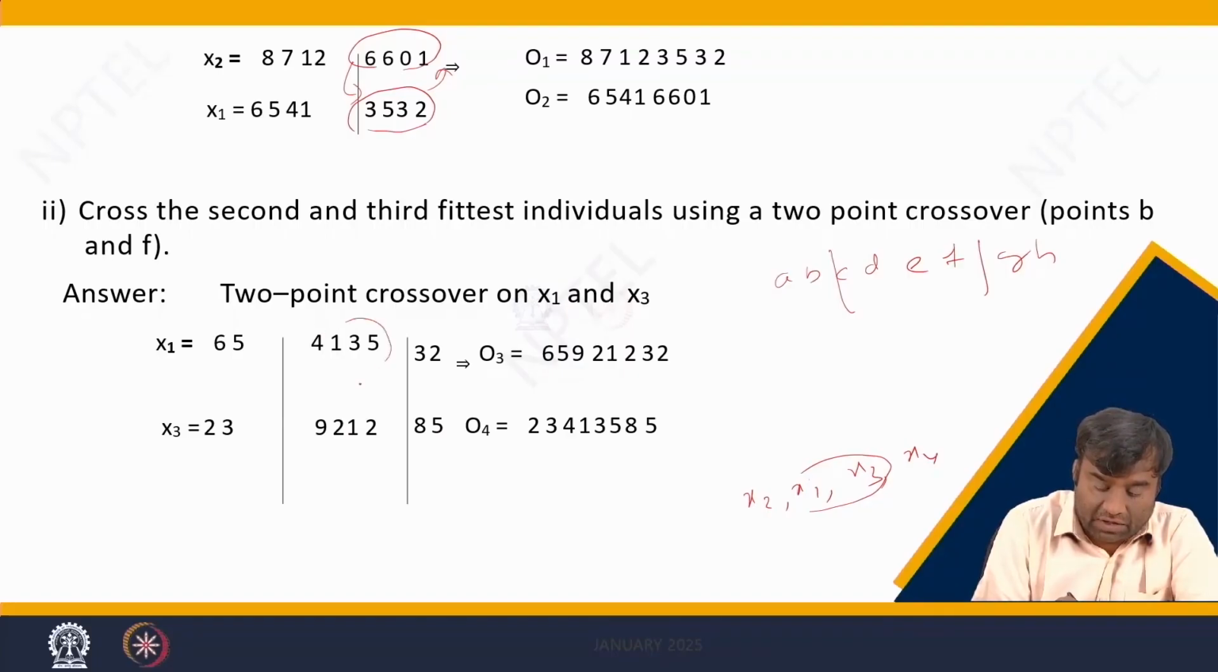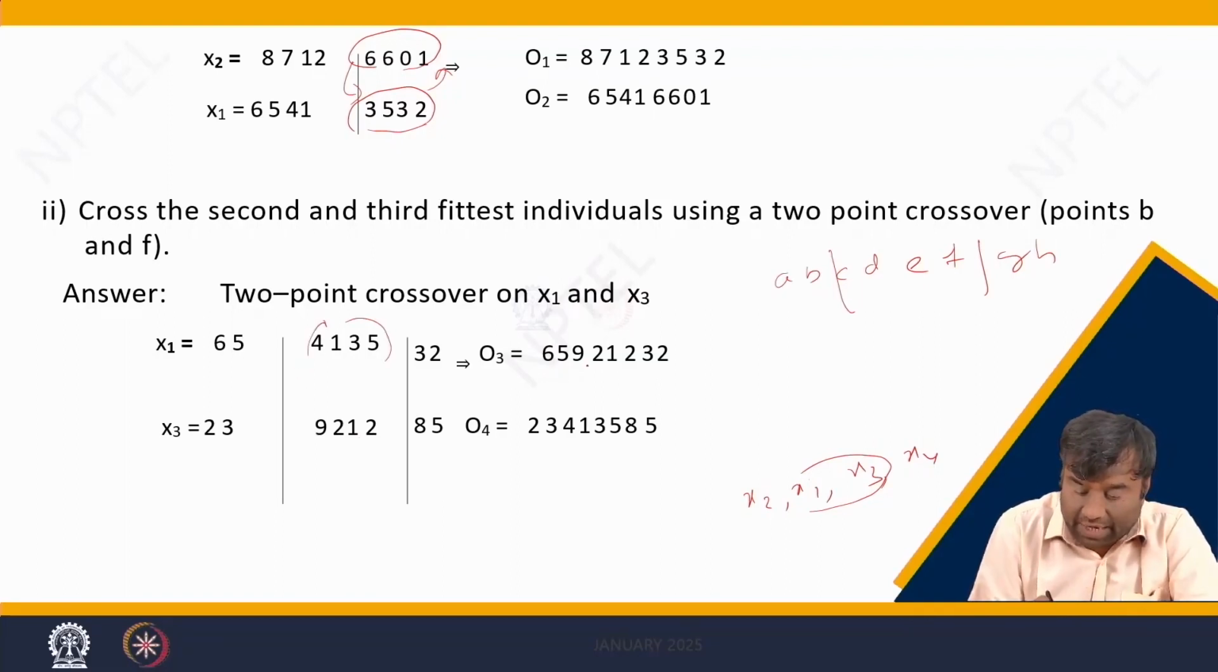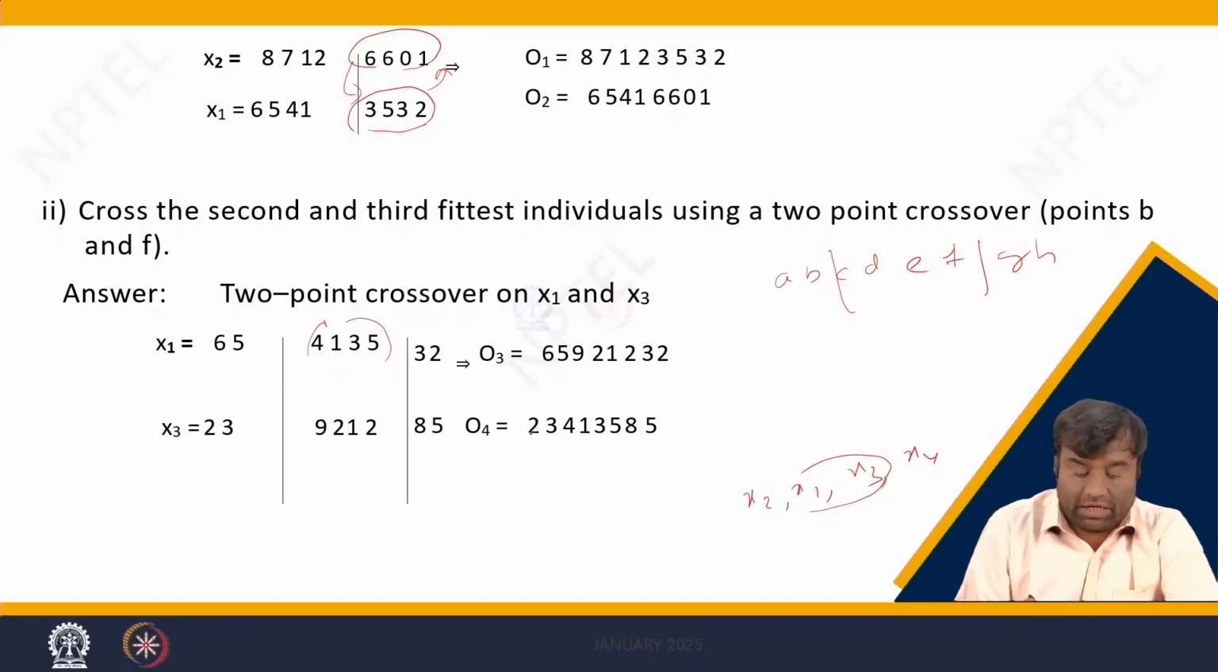This part will come here and this part will go there. So that is 6 5 9 2 1 2, and this is 3 2, and this part will come here. So they will get 2 3, then 4 1 3 5, then 8 5. So we got this 2-point crossover on x1 and x3. That is offspring 3 and that is offspring 4.